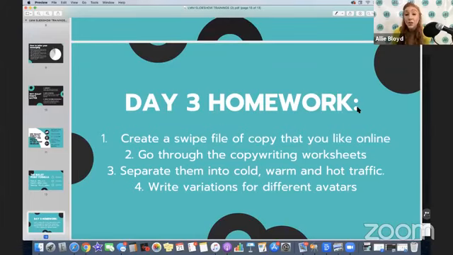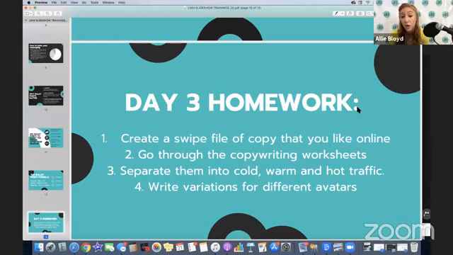And then I'd also encourage you to really separate these different aspects into what you believe would be best for a cold traffic person, someone who doesn't know you, versus someone who does know you, or maybe even someone who is about to work with you or has already reached out in the past.